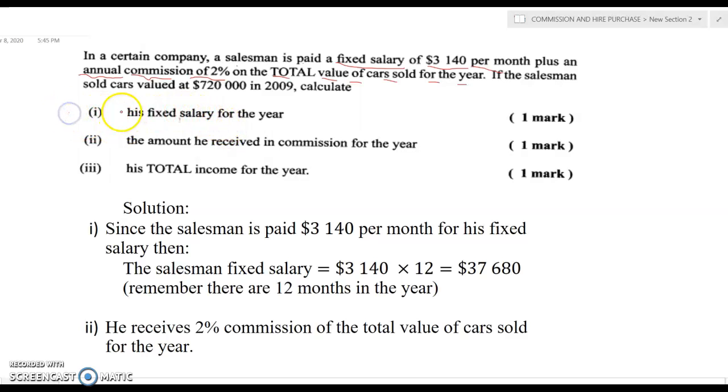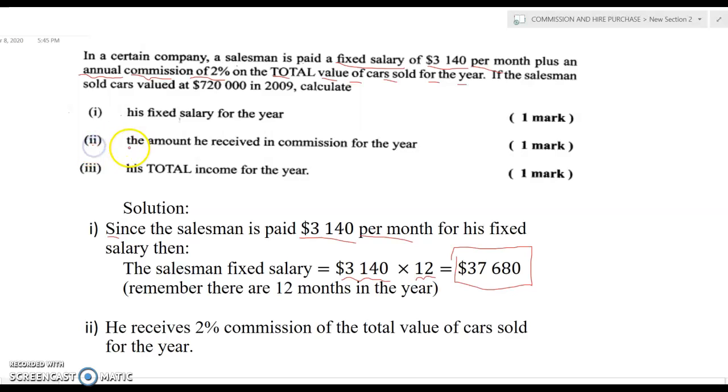So let's look at it. Part 1, we want to calculate his fixed salary for the year. Since the salesman is paid $3,140 per month for his fixed salary, remember, if you want to find it for the year, there are 12 months a year, right? So it'll be $3,140 times 12, because it's 12 months. This is his fixed salary for the year, $37,680. So that was part 1.